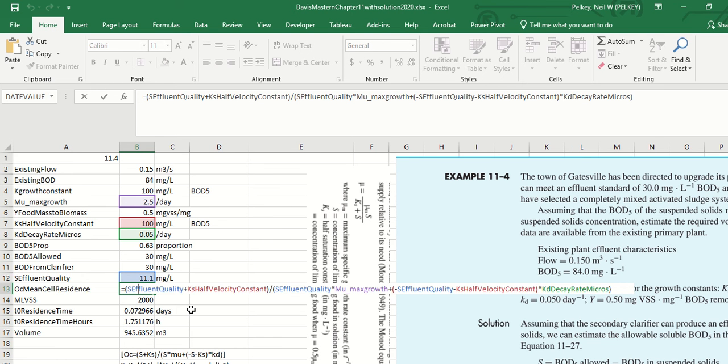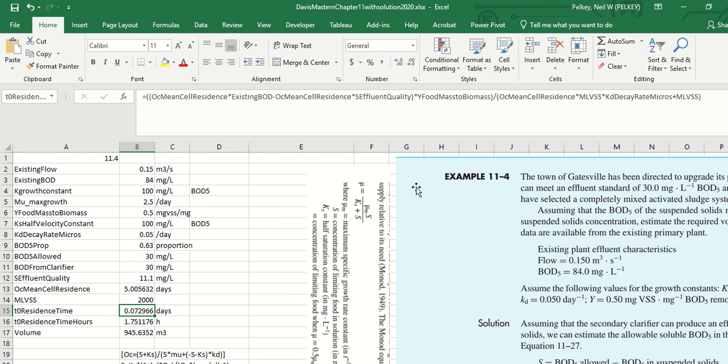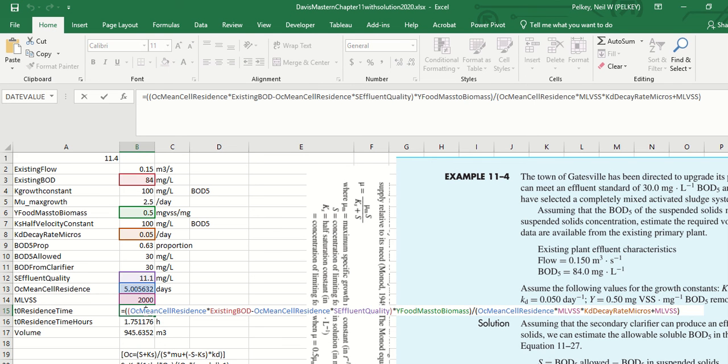I'm not going to walk through this equation. It is the equation that we use from here. You can see it there. It's slightly varied, and then so that's the residence time in days. Our mixed liquor volatile suspended solids is 2,000, and so we need that to do our residence time from T0. Again, it's another equation that we pull from the book and simply plug those in.